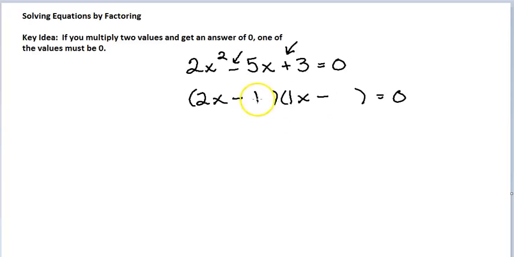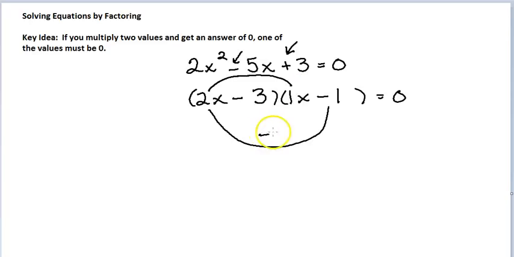So I'm going to switch the 1 and the 3. Actually, that's the way I had it. I'm going to switch the 1 and the 3. I'm going to put the 3 here and the 1 here. And I'm going to check again. Again, 2x times 1x, 2x squared. This time the outsides get me negative 2x, and the insides get me negative 3x, and when I put those together, I get negative 5x. And then the negative 3 times negative 1, that's positive 3. So now I've factored correctly.